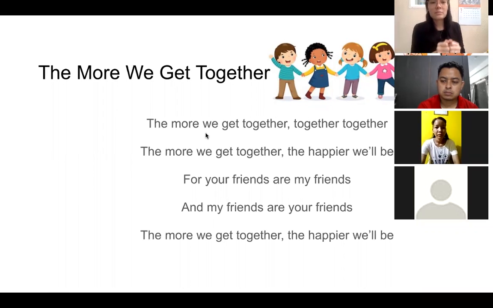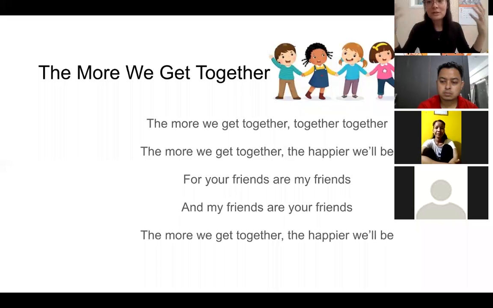The more we get together, together, together, the more we get together, the happier we'll be. 'Cause your friends are my friends, and my friends are your friends. The more we get together, the happier we'll be.